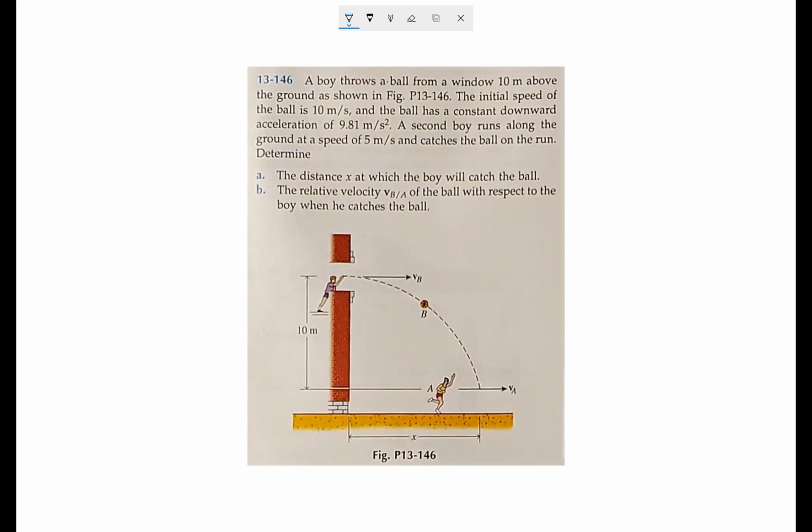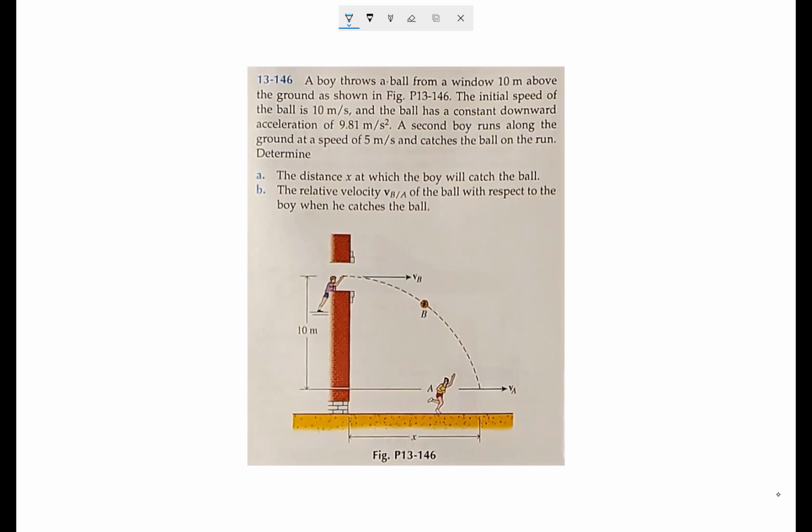This is problem 13-146. A boy throws a ball from a window 10 meters above the ground as shown in the figure below. The initial speed of the ball is 10 meters per second. The ball has a constant downward acceleration of 9.81 meters per second squared.